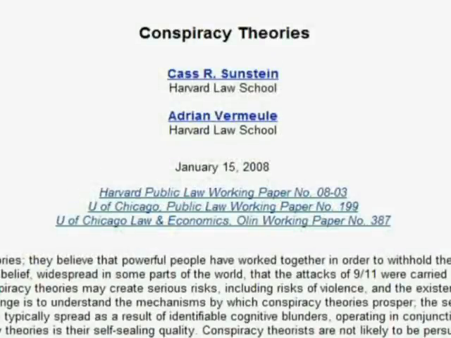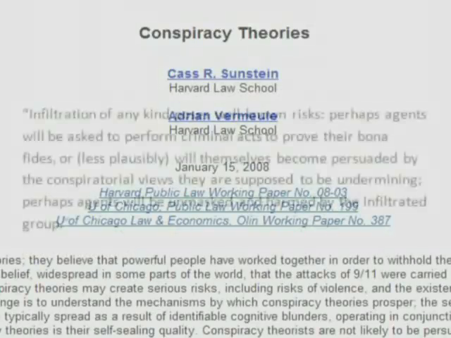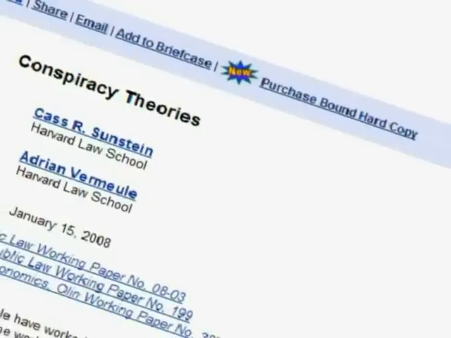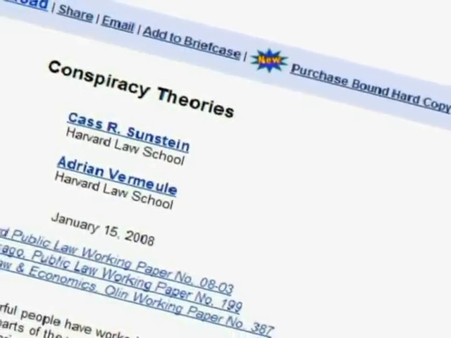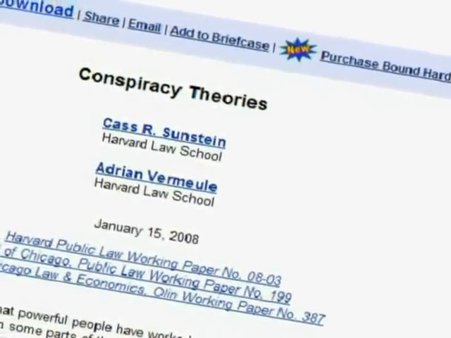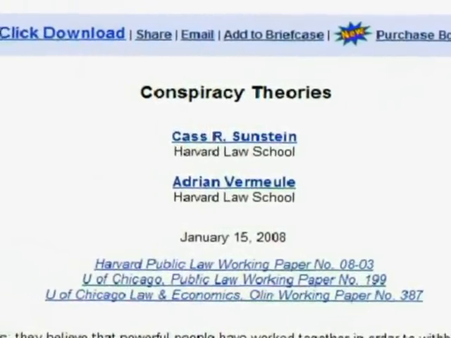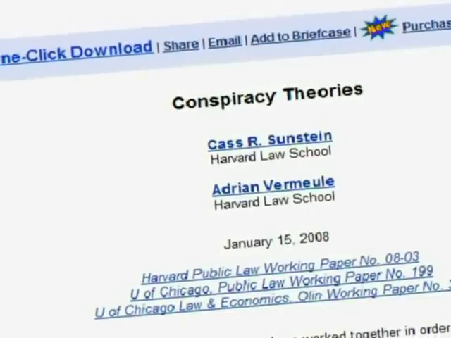Regarding the risks of cognitive infiltration, the authors explain, infiltration of any kind poses well-known risks. Perhaps agents will be asked to perform criminal acts to prove their bona fides. Or, less plausibly, will themselves become persuaded by the conspiratorial views that they are supposed to be undermining. Perhaps agents will be unmasked and harmed by the infiltrated group. The assertion that agents may become persuaded by the conspiratorial views doesn't exactly support the authors' confident assertions as to which conspiracy theories are based upon crippled epistemology and which are actually credible when examined in detail.